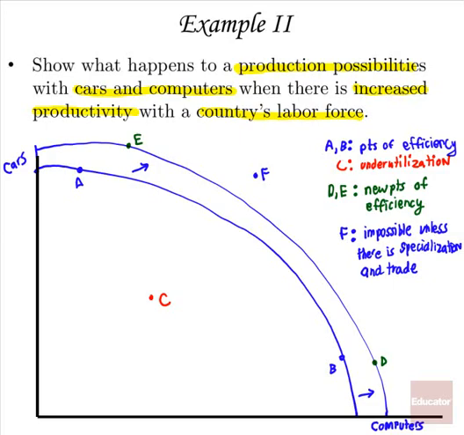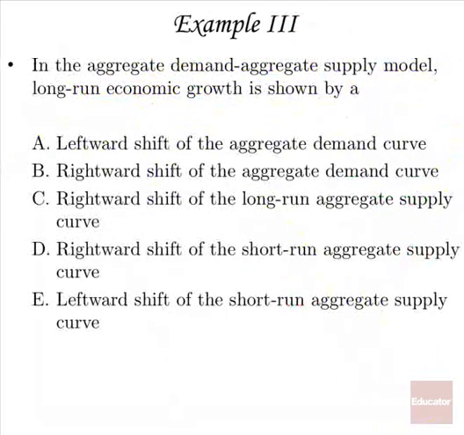Okay, let's go ahead and go to example number 3 here. In the aggregate demand, aggregate supply model, long-run economic growth is shown by which of the following? Is it a leftward shift of the aggregate demand curve, a rightward shift of the aggregate demand curve, a rightward shift of the long-run aggregate supply curve, a rightward shift of the short-run aggregate supply curve, or a leftward shift of the short-run aggregate supply curve?